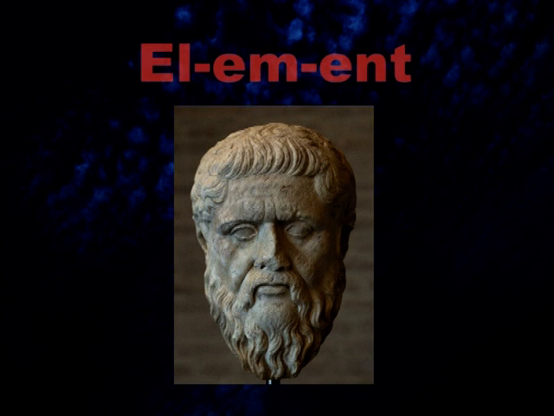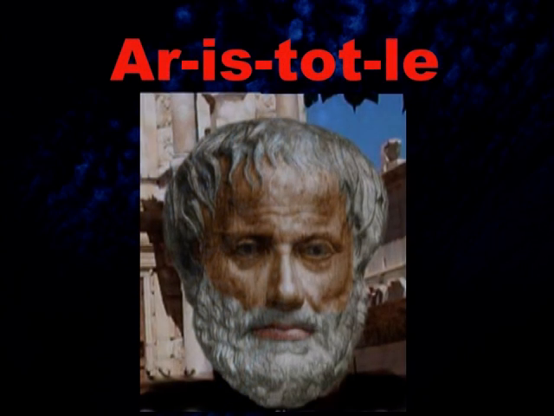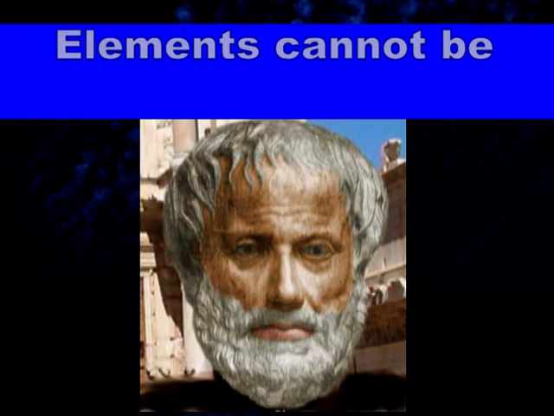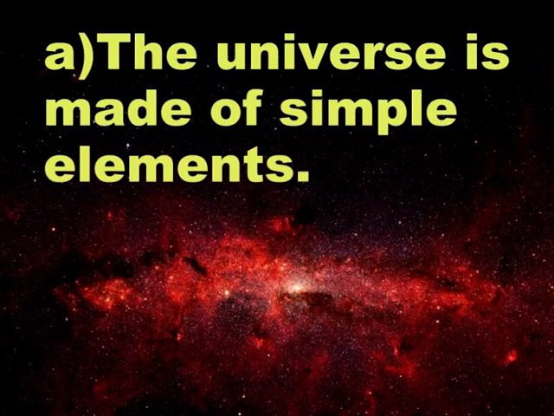The word element is an English word. The Greek word for element was stoicheia and was first used by Plato in one of his plays around 360 BC. It literally meant the letters in a word. Just as words are made of letters, the universe is made of elements. Aristotle extended the idea further. The universe is made of simple things called elements. Elements can't be divided into simpler elements. These are modern definitions and should be written down.